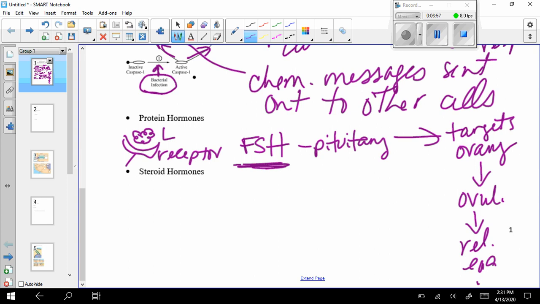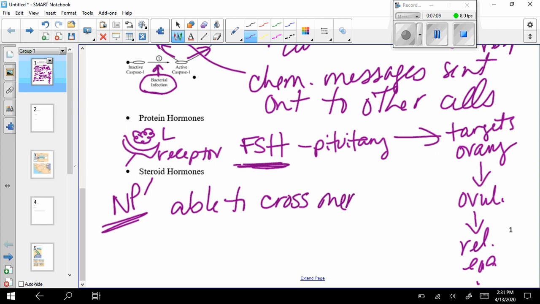They have a specific shape because they're a protein. A steroid hormone, as soon as I see steroid, I'm writing nonpolar. These are able to cross the cell membrane without any trouble. The polar head and the nonpolar tails let it right through. So they're able to cross the membranes. So these have intracellular receptors.